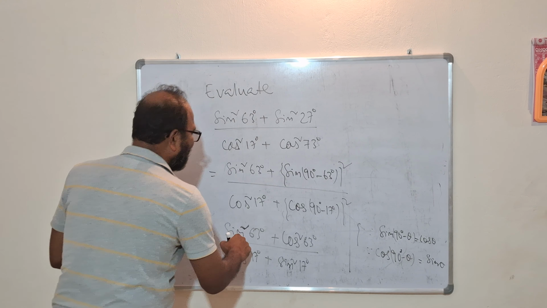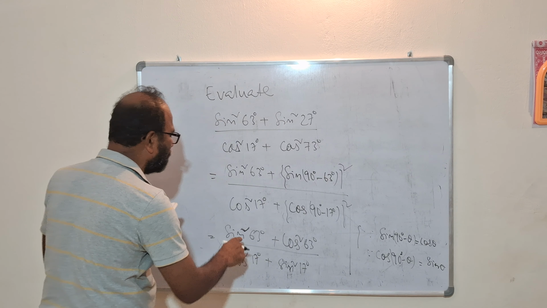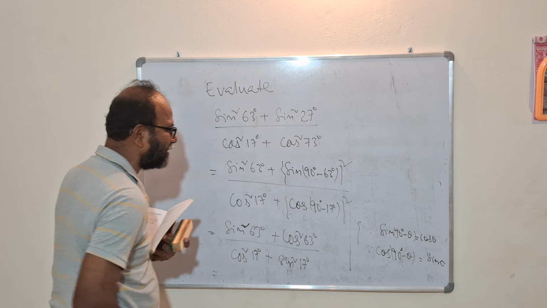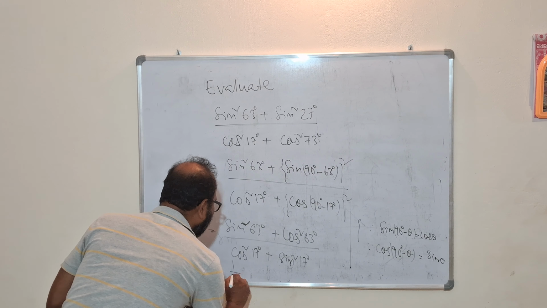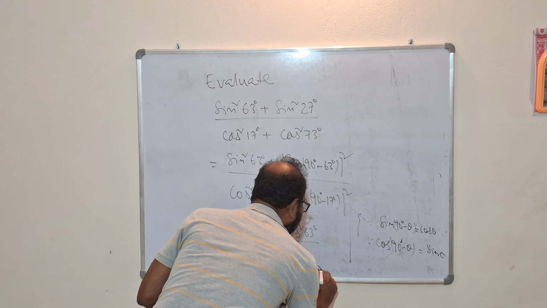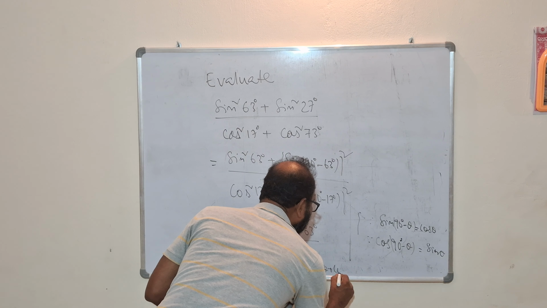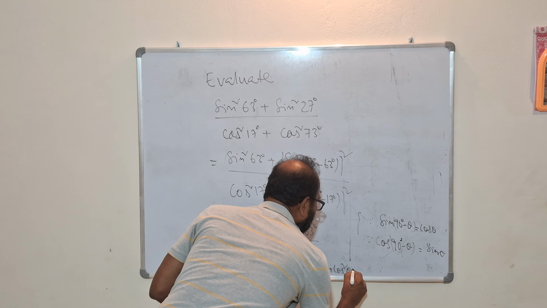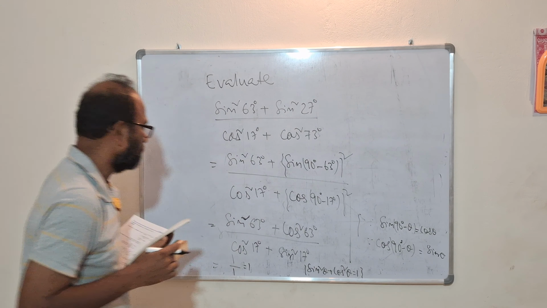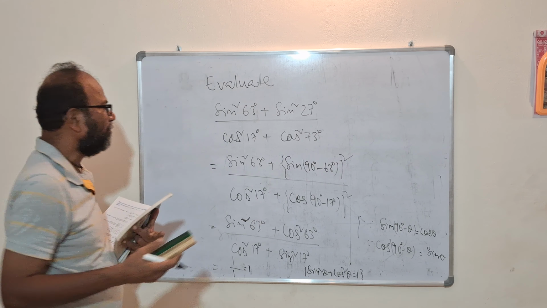So now sin square theta plus cos square theta is 1. So sin square 63 plus cos square 63 is 1, and cos square 17 degree plus sin square 17 degree is 1. 1 by 1 is equal to 1. We have used the identity sin square theta plus cos square theta is equal to 1. So that is one problem.